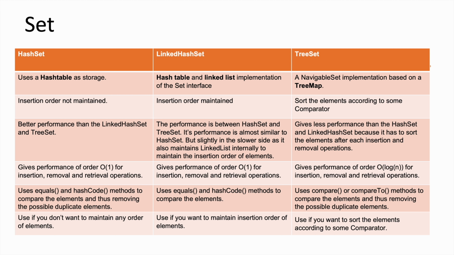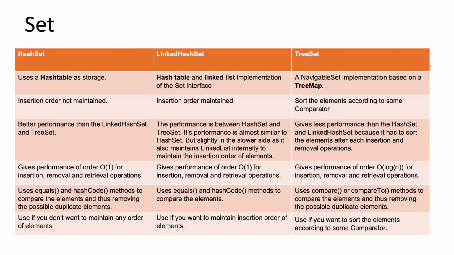You use a HashSet if you don't want to maintain order of insertion, but you want to have unique elements in the set. You use a LinkedHashSet if you want to maintain order of insertion while also having unique elements. You use a TreeSet if you want to sort elements according to some comparator. That's basically it for this topic.